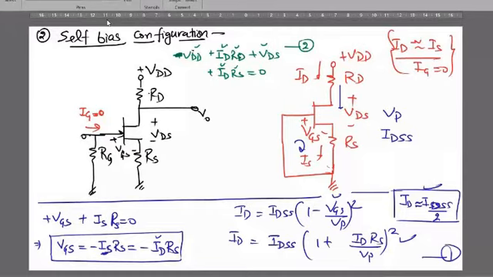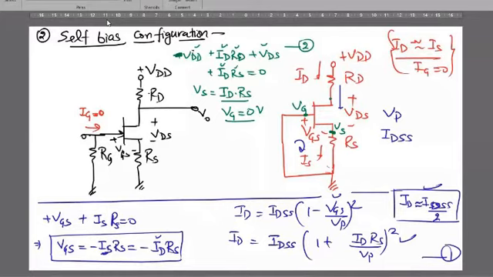As well as here, VS equals ID into RS. Okay, I hope this is clear to you because this is the potential drop here, VS. This is VG and this is VD. So you can calculate the values, and VG is 0. Here, if you calculate VG, then VG is directly short circuited to ground. So in this configuration in self bias, VG equals 0 volt. So VD you can calculate directly.